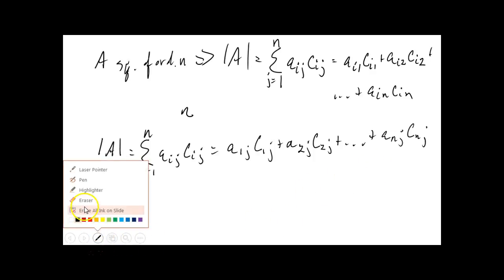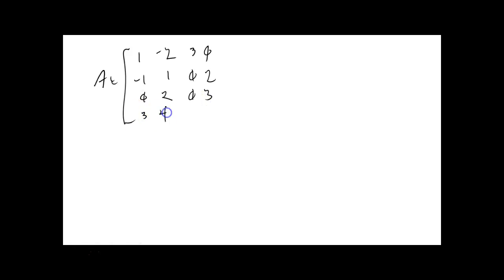Oh, that could be hairy, couldn't it? But maybe not. Here is A. This 4 by 4 matrix, which is 1, negative 2, 3, 0, negative 1, 1, 0, 2, 0, 2, 0, 3, 3, 4, 0, negative 2. I hope I copied it right. Okay, if I say find the determinant, that's what they say. What is the determinant of A?